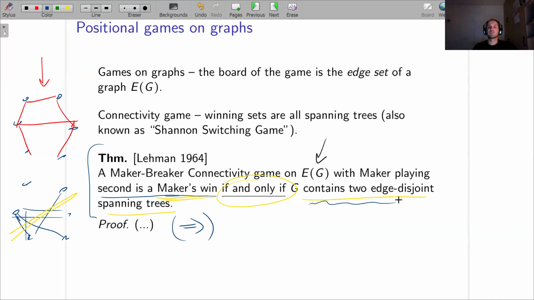And then if you have 2 edge-disjoint spanning trees, to see that Maker can win as second: if this is one spanning tree and this is the other spanning tree, they are on the same vertex set, but I draw them separately to emphasize what I'm talking about.